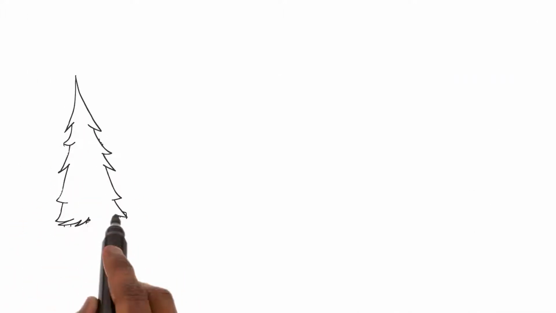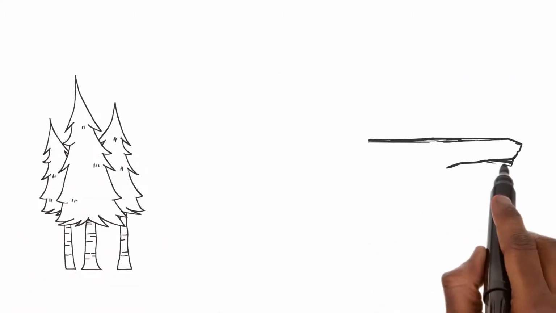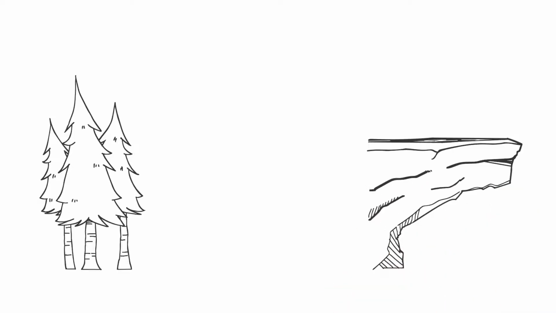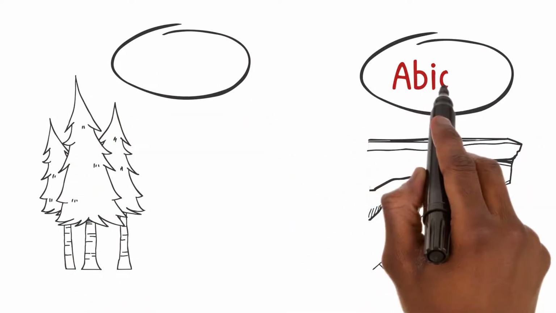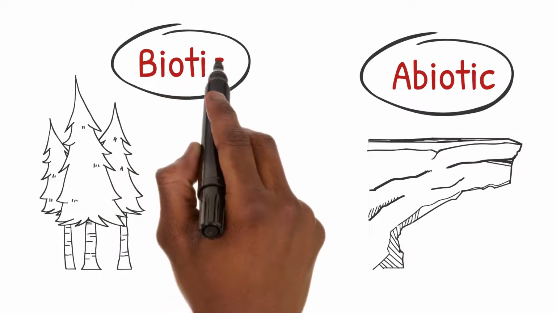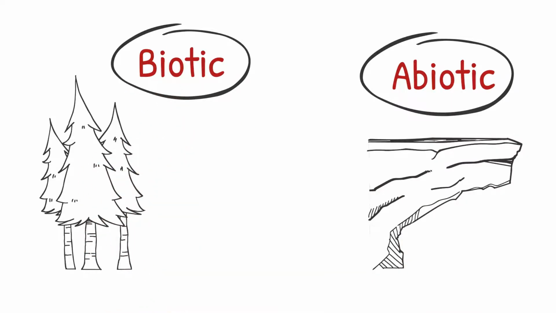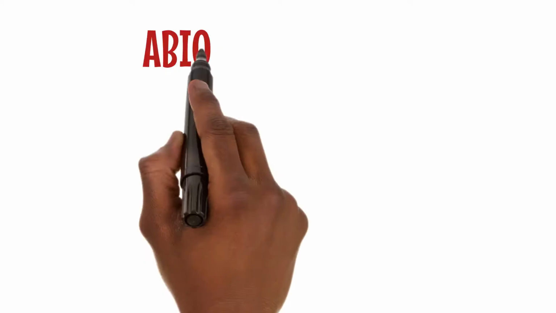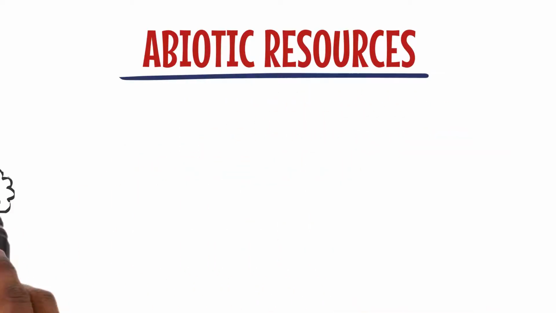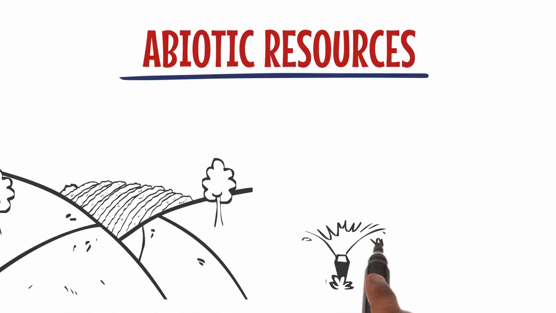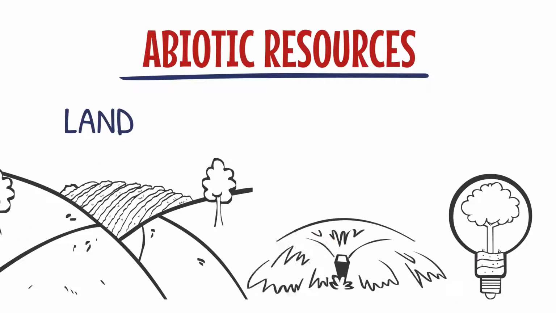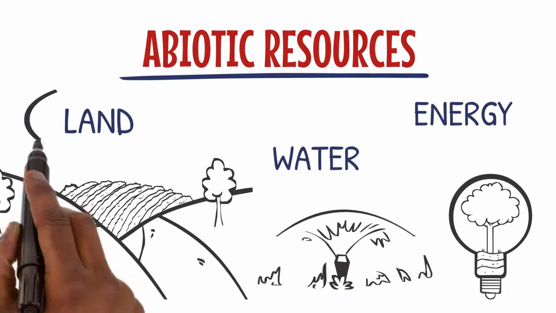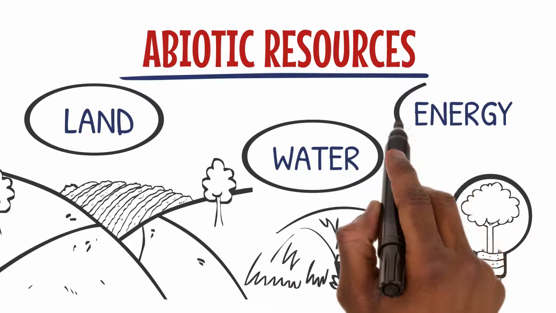In our environment, we have a wide range of resources that support life. These resources can be divided into two categories, abiotic and biotic resources. Let's explore them one by one. First up, we have abiotic resources. These are non-living elements found in the environment. Land, water, and energy are some examples of abiotic resources.